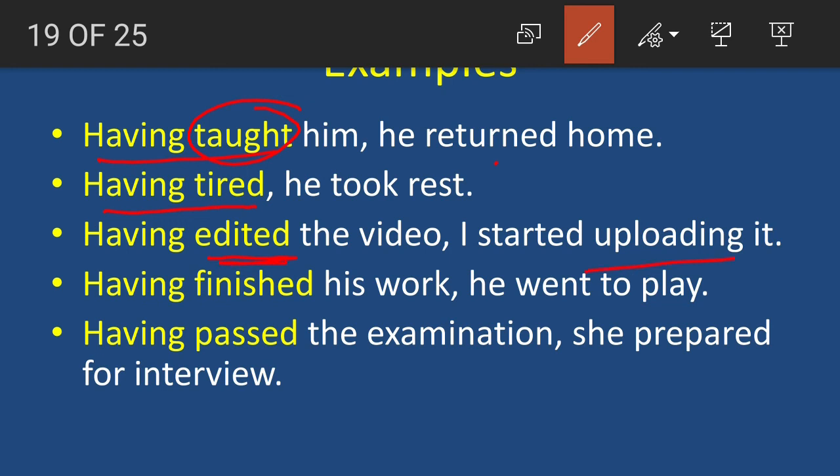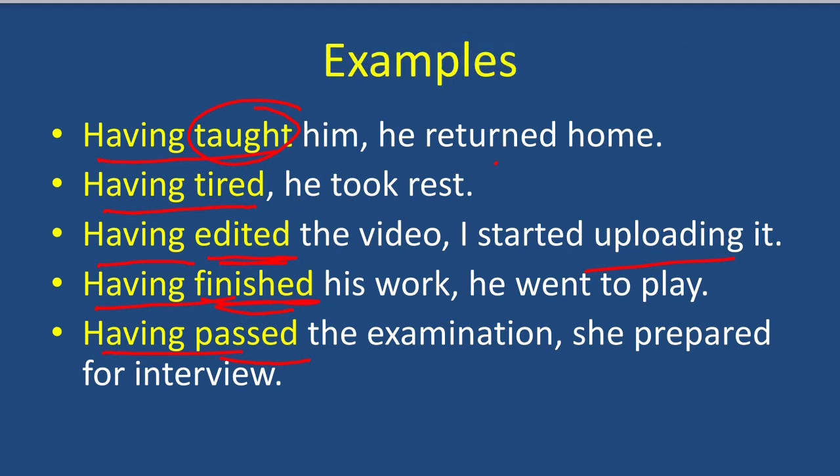Right? Having finished his work, he went to play. So, work was finished first, then he went to play. Having passed the examination, she prepared for interview. So, she passed the examination first and then she prepared for the interview. So, the verbs like having taught, having tired, having edited, having finished, having passed, these are all perfect participles.